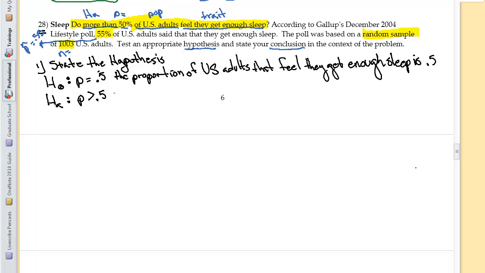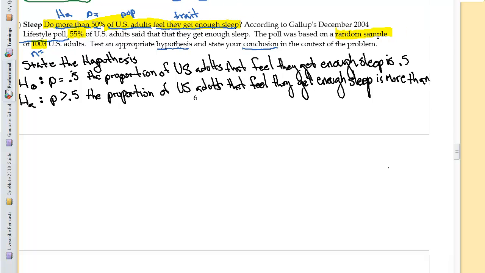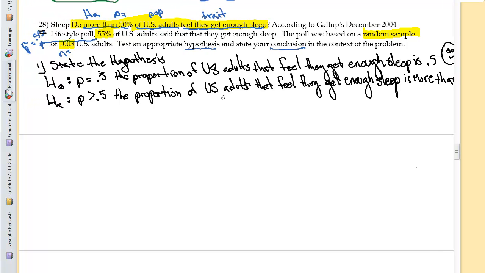Alright, so then what's the alternative? Well, the alternative hypothesis is the proportion of U.S. adults that feel they get enough sleep is more than, to use that research question word from up here, more than, and I'm going to scroll this over just a hair, more than 0.5, right? So that it stays in the picture. Alright, and that makes us happy. So there it is in symbols and in words. Okay? So now what's the second step?